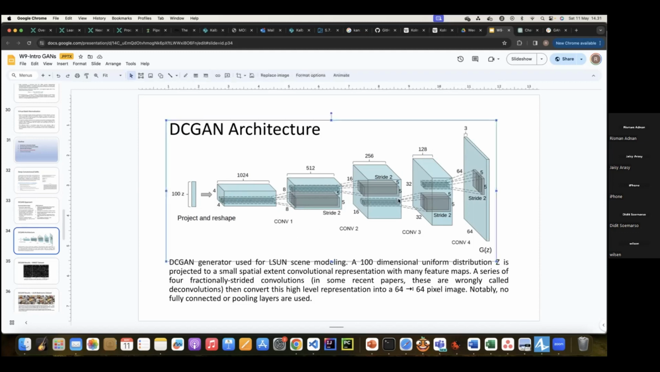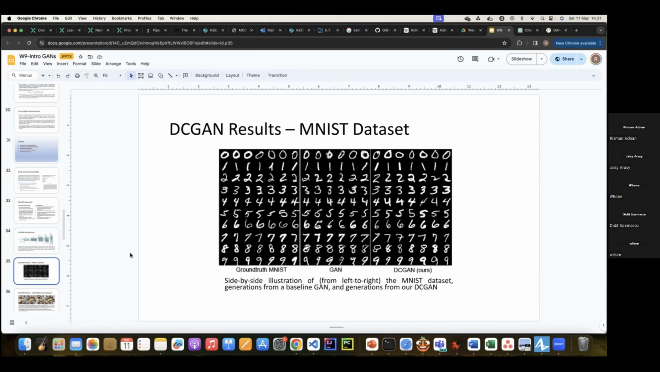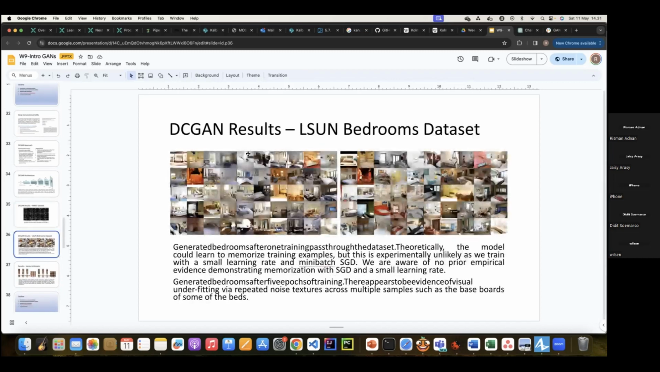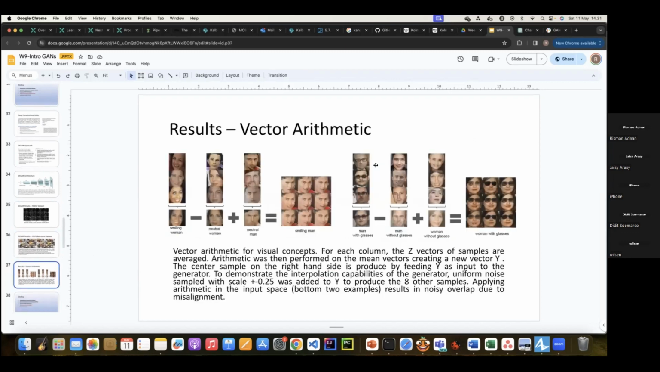So by implementing this kind of convolutional neural net, DCGAN achieved very good results on MNIST. You can see here, ground truth MNIST on the left, GAN with NSGAN in the middle, and DCGAN, sharper image, more realistic. It's also tested on the LSUN bedroom dataset. It's more realistic, as you can see. And Alec Radford showed that if the generator can represent the probability that generates images, then we can perform vector arithmetic. Let's say smiling woman minus neutral woman plus neutral man can be smiling man. And he proved that it can be done using DCGAN.